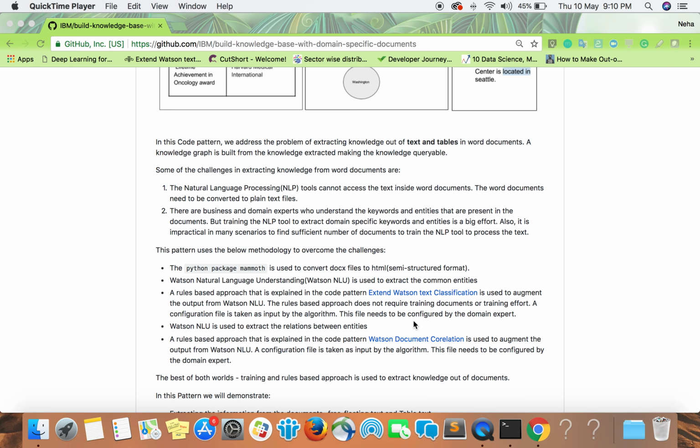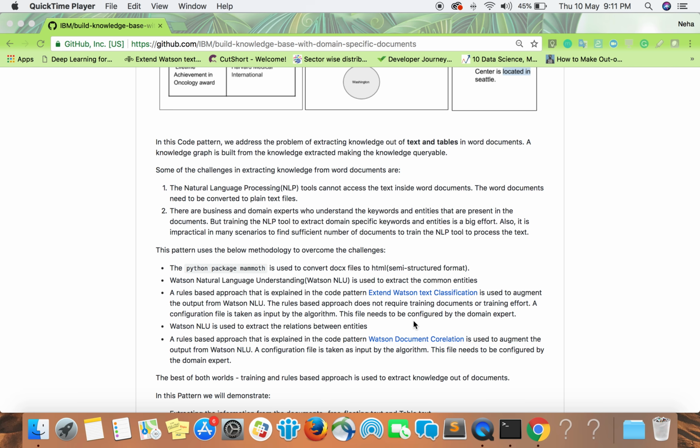And then we send that raw text and the information present in the tables to Watson NLU to extract common entities. So now the Watson NLU is not trained on a specific domain. If you want to train it, as I explained earlier, it becomes very difficult to train an NLU with your domain specific documents because there are many challenges involved in that. So sometimes probably a blend of both the Watson NLU and the rule based approach can do the magic for you. And that's what we have showcased in our code pattern.